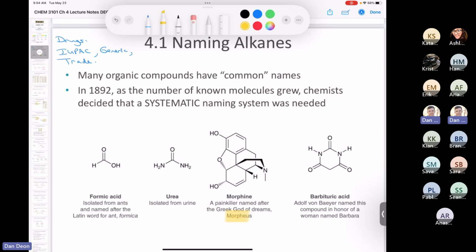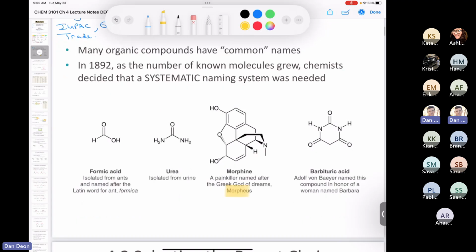It was named by Adolf von Baeyer, and he named it, it says here, in honor of a woman named Barbara. What I always heard was that he was infatuated with this woman named Barbara, and he just decided to name barbituric acid after her. If you've ever heard of the illegal drugs people take sometimes called barbiturates, they would be derivatives of barbituric acid. Anyway, kind of a funny thing there.